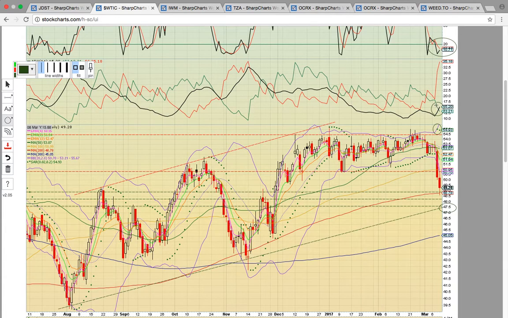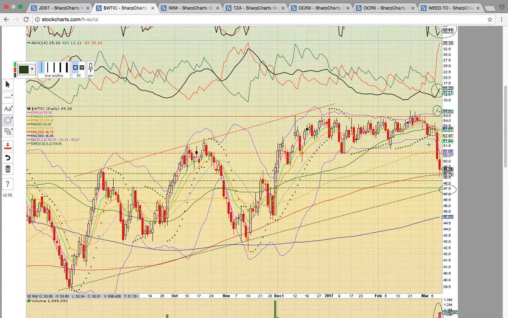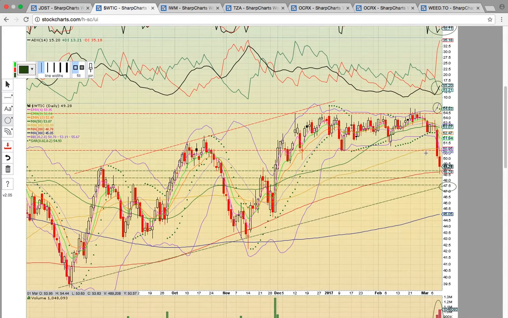There was a bearish crossover in ADX with the green line crossing the black line to the downside. That's plus DI crossing ADX to the downside. That's signaling the bears have taken control. Look at minus DI. It's just been shooting up like a rocket.